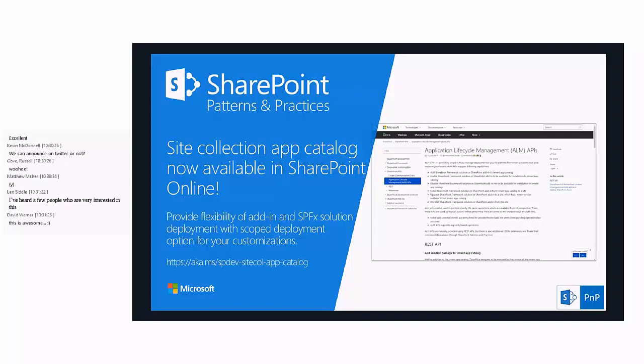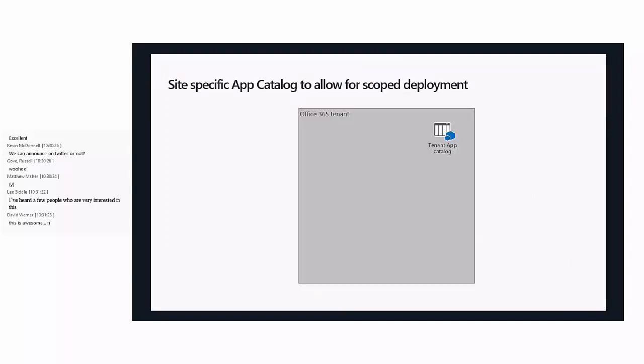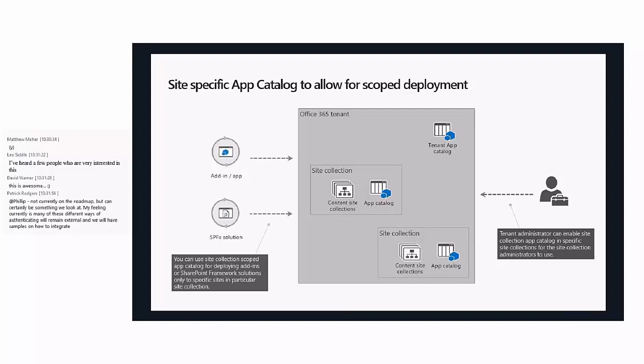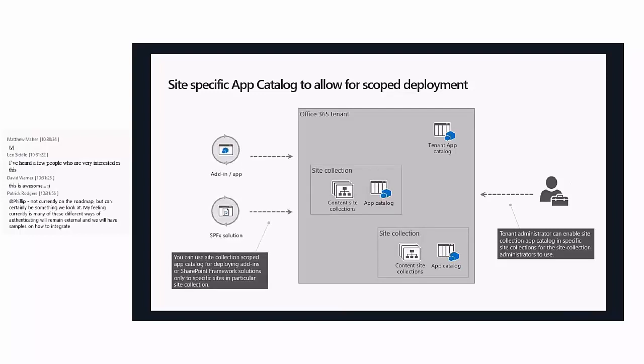Now, what does it actually mean in practice? We've gone through these slides a few times in the past, but just to reiterate the message, it means that normally you have a tenant-level app catalog at the Office 365 level. So if you put something there, all of those solutions are available and visible across all of the site collections and sites. Now, using the site collection scope app catalog, which is still controlled by the tenant admin, you can enable a site collection specific app catalog, which means that your solution, an SPFx solution or an add-in, is only available within that site collection. So it's a scoped way of deploying the customization.